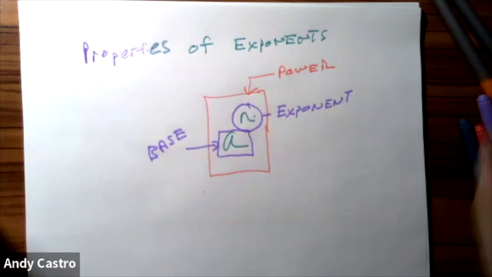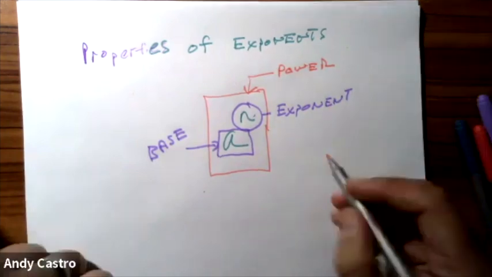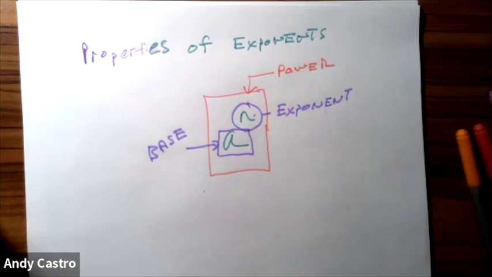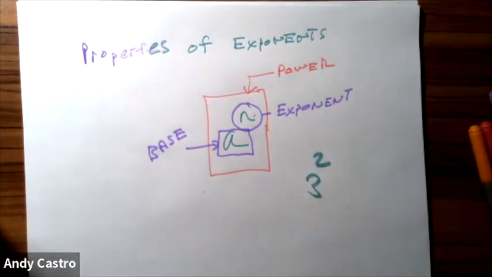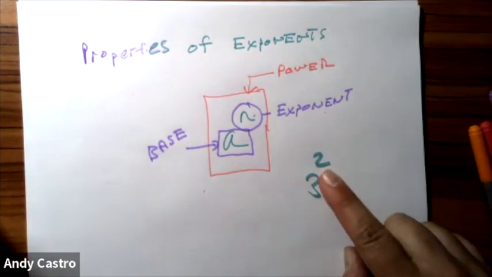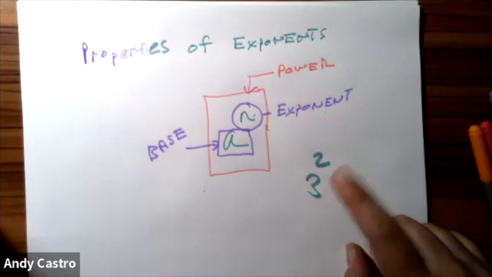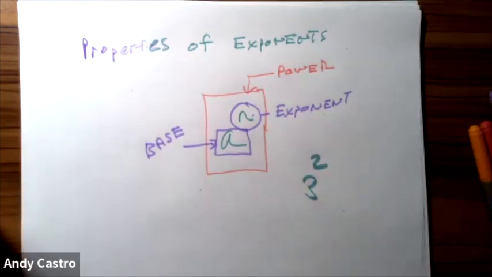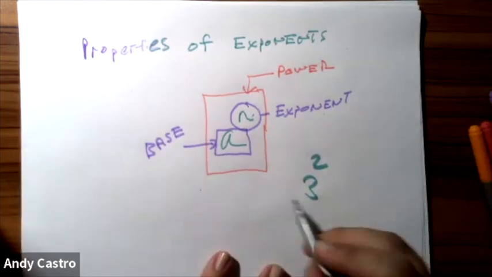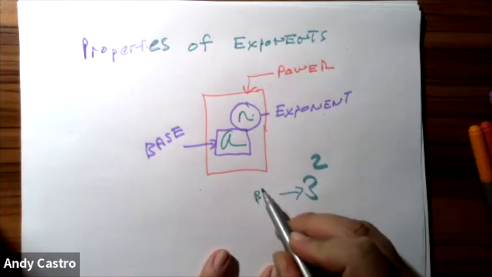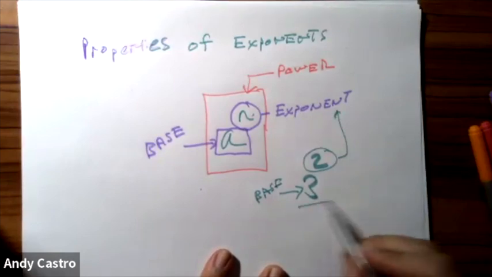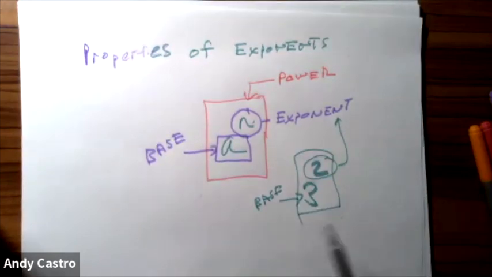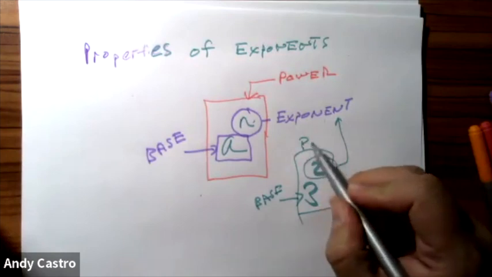Sometimes if you see an exponent, for example, something like 3 to the second, you'll hear people say 3 to the second power. It's also 3 with 2 as an exponent, or 3 squared. There are different ways to say that, but in this case, 3 is your base, 2 is your exponent, and the whole thing is 3 to the second power.